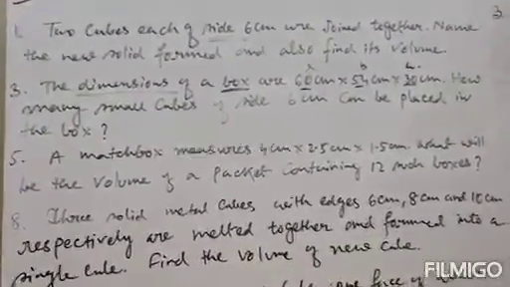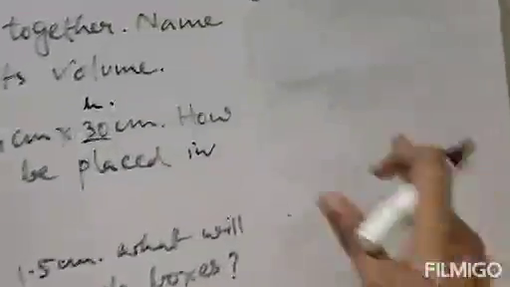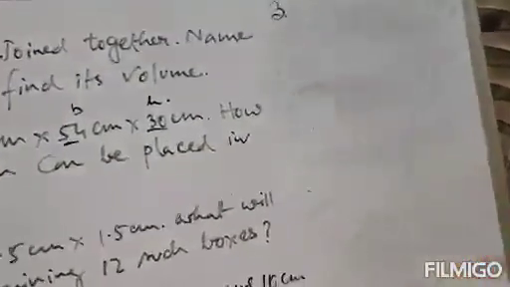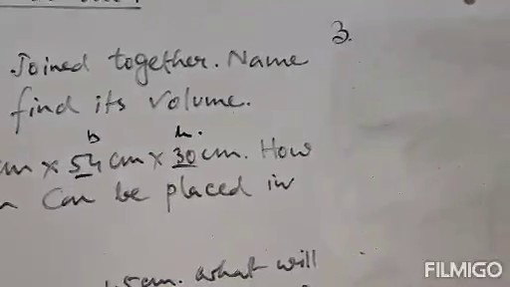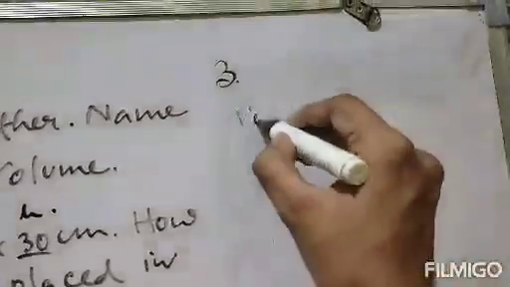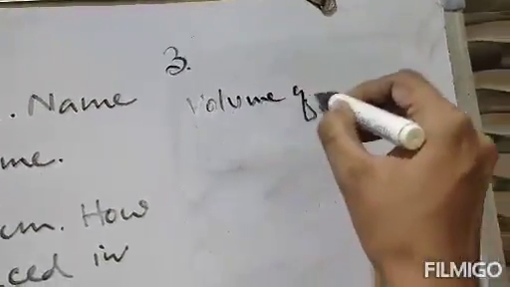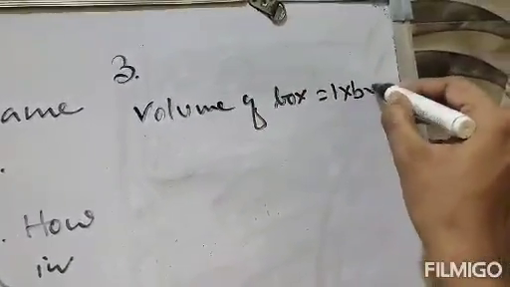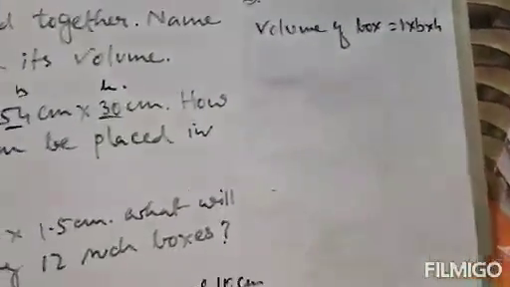So find the volume of the box first. As the box is in cuboidal shape, we have to find the volume of cuboid. So we can find the volume of the box. Volume of box will be equal to length into breadth into height, because the box is in cuboidal shape.